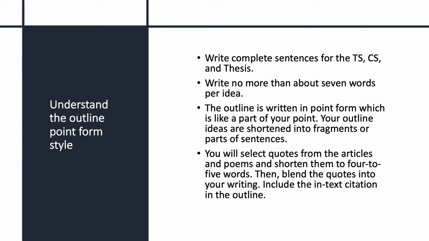So understand the outline point form style. You're going to write complete sentences for the topic sentence, concluding sentence, and thesis. And then you'll write no more than about 7 words per idea. So just your topic sentence, concluding sentence, and thesis are in full sentence. The rest are all in abbreviated or short form. So the outline is written in point form, which is like part of your point. Your outline ideas are shortened into fragments or parts of sentences.